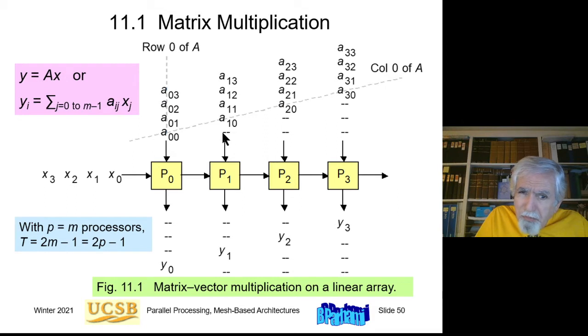So there's 1 clock cycle idle time, and then x0 arrives here in the next clock cycle, and A10. So A10 x0 plus A11 x1 plus A12, and so on and so forth. Okay, so this is the matrix. This is row 0 of the matrix, and this is column 0 of the matrix. That's the dashed diagonal line.